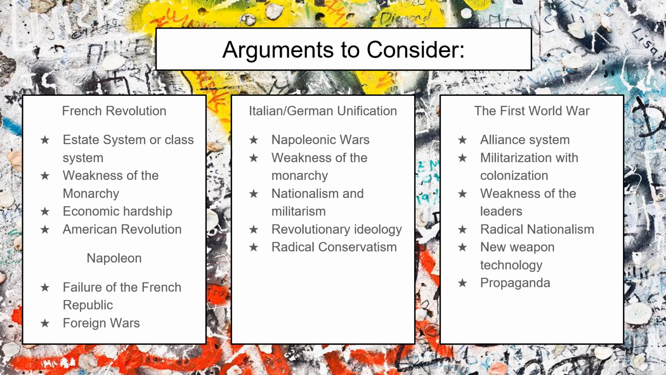There's an element of a race for colonies starting in 1890 that's going to culminate in war. So you also have the weakness of the leaders, specifically on the side of Austria, and radical nationalism, the press, new technology. I mean, they had all these new weapons they wanted to try out. And then lest we forget propaganda.